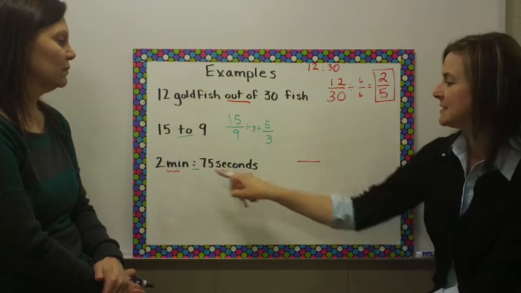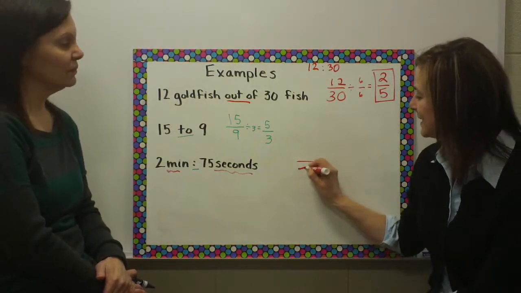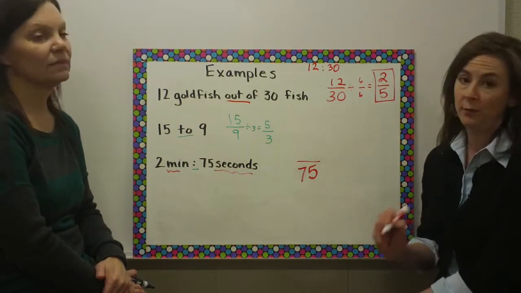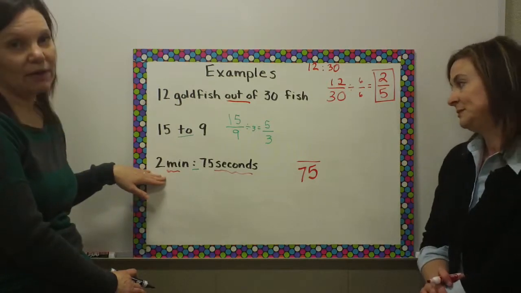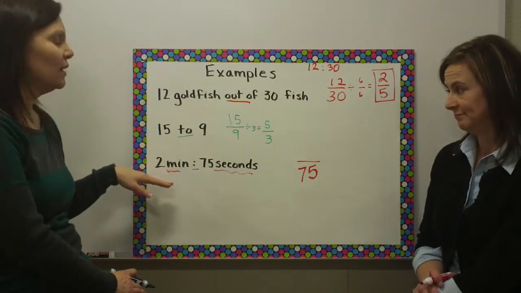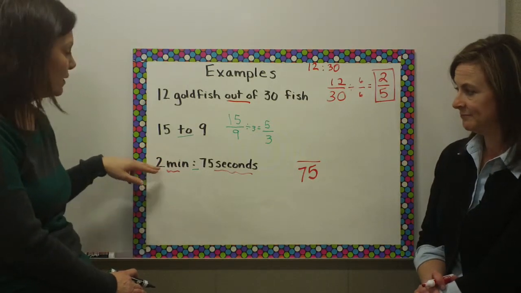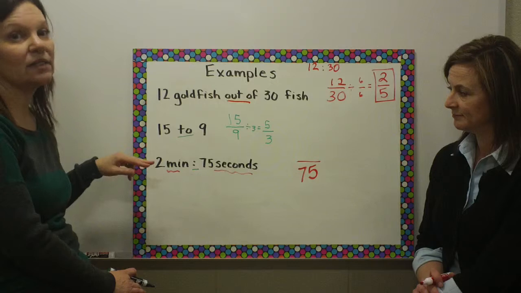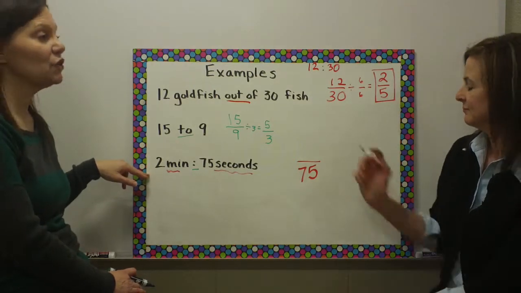And since the second number is already in seconds, I can plug that in right away. Now I have to use my background knowledge and think how many seconds are in a minute. And I know there's 60 seconds in a minute. Since I have 2 minutes, that's 60 seconds plus 60 seconds, or 120.